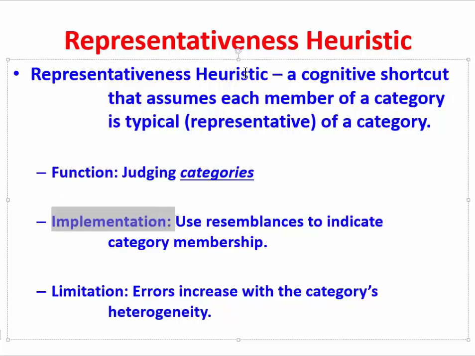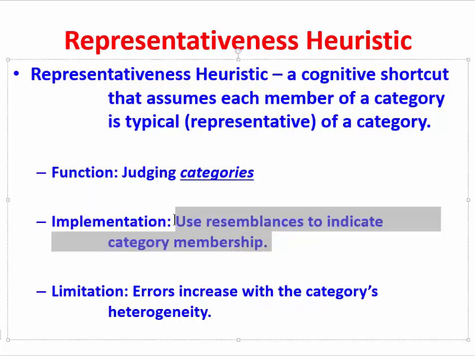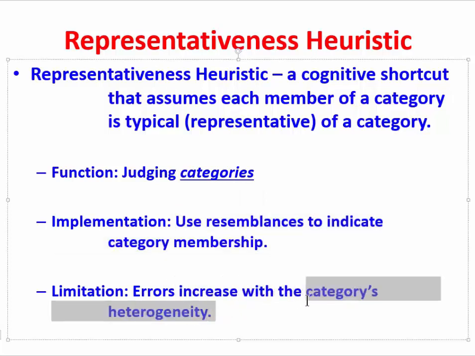And we can talk about its implementation. For the representativeness heuristic, we can say that we would use resemblances to indicate category membership. So we're trying to, again, figure out whether a particular example is a member of a category or not. The representativeness heuristic tends to increase with category heterogeneity. That is, as the elements within a category are more and more different from each other, then any given category member is not particularly representative of any other category member.